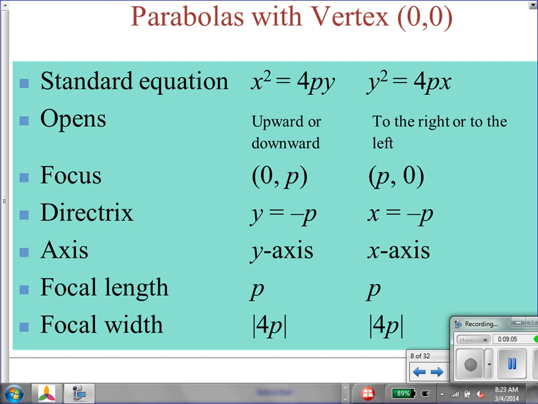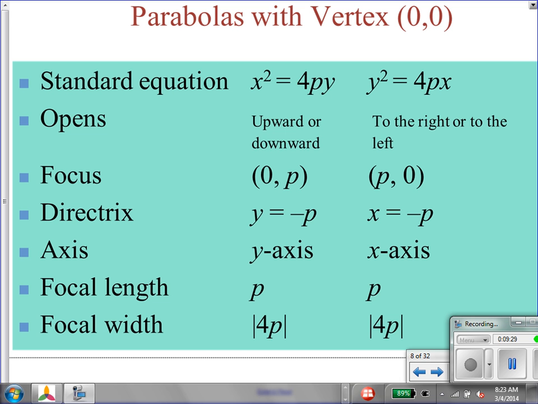The only thing that changed on the other side is now, when you have the y squared, it's going to open either to the right or to the left. So now when we're doing the focus, instead of moving it up or down from the vertex, we'd be moving it left or right, because it's opening left and right. So we keep y at 0, and now we move our x-coordinate to move it left or right. So the focus would be (p, 0) instead of (0, p).